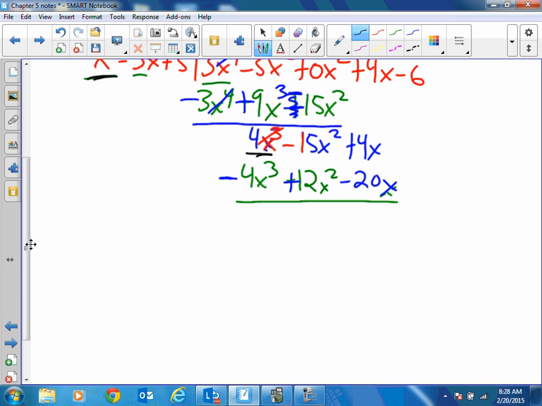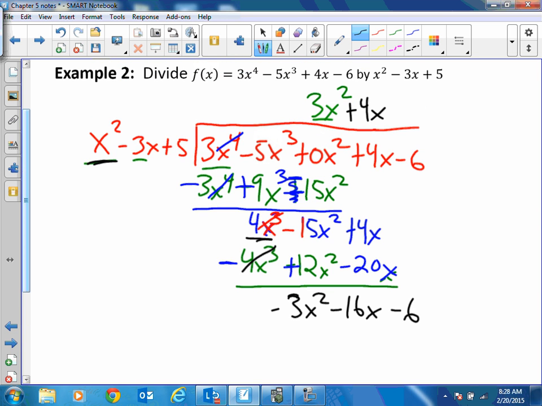So if we add straight down, those cross out like we had. Negative 15x squared plus 12x squared would be negative 3x squared. And 4x minus 20x would be negative 16x. Then we bring down a negative 6. So last thing we got is, make sure that's all right. Yeah, okay. So last thing we got to bring down negative 6.